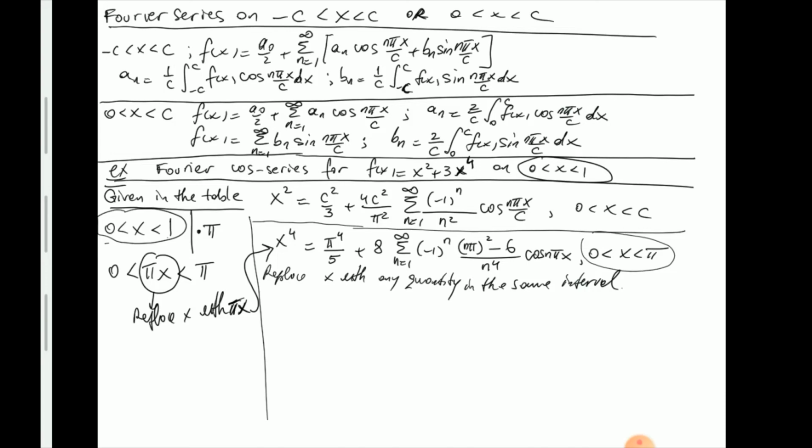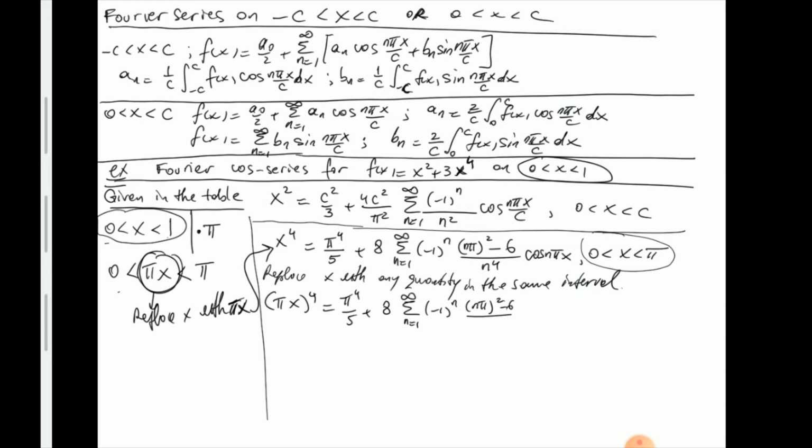So that allows you to replace x with pi x, because pi x is between 0 and pi. So you're allowed to replace x with anything between 0 and pi. You just have to do this carefully so that you don't make a mistake with algebra. So I'm going to replace x with pi x everywhere in the series representation for x fourth.